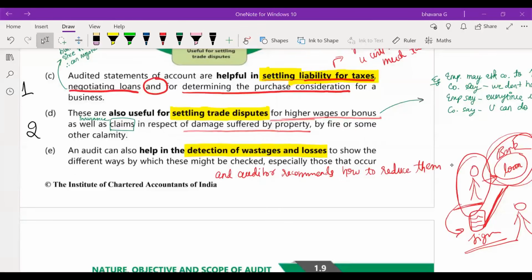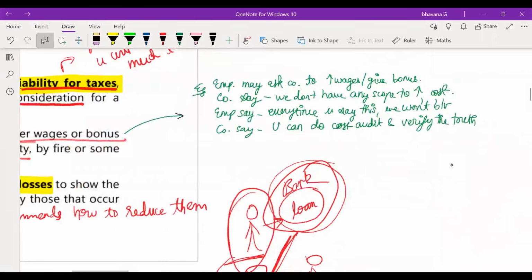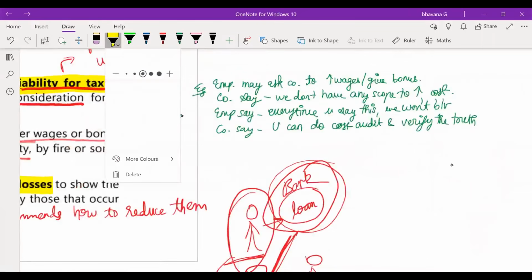No, right? Okay. In the D point, what they tell you is, these are also helpful for settling trade disputes for higher wages or bonus. Here, what might happen is, I have given you an example. Suppose there will be employees in a company.